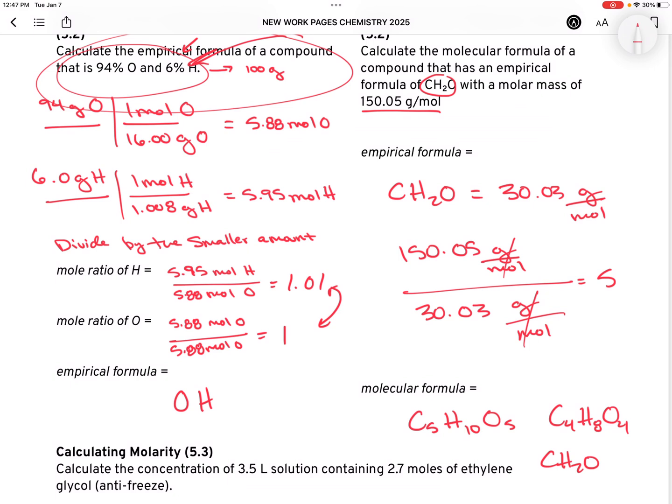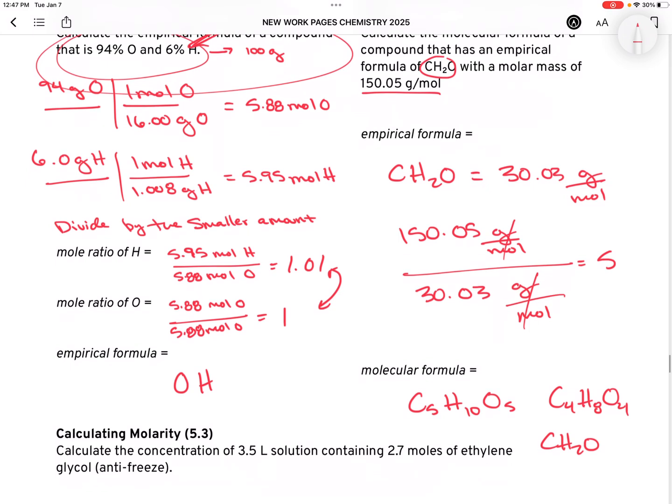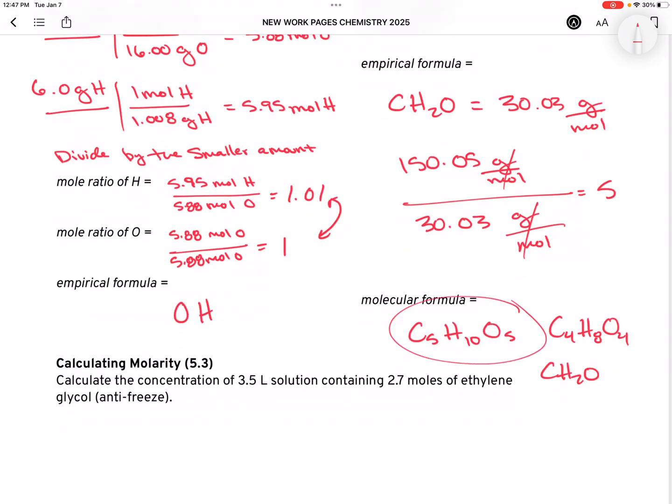But because we know that, we can compare it to the molar mass of its simplest form, which is CH2O, and then find the multiple of it. And the multiple is 5. And so C5H10O5 is what we're working with in the lab.